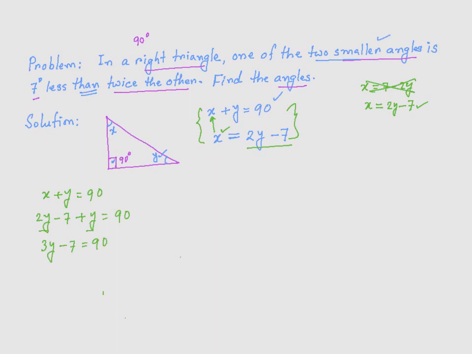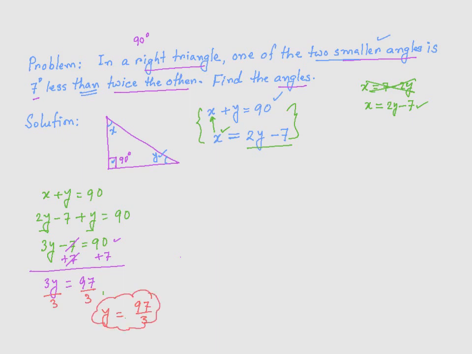Then I add 7 to both sides. That's going to give me 3y on the left hand side. Negative 7, positive 7 cancel out. On the right hand side, 90 plus 7 gives 97. Now if I divide both sides by 3, then I get y is equal to 97 over 3 degrees. I'm just going to leave it as a fraction.